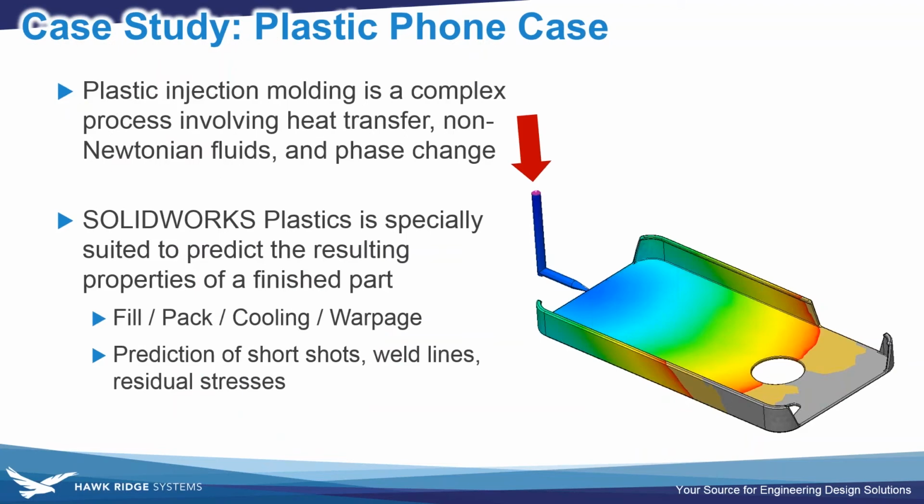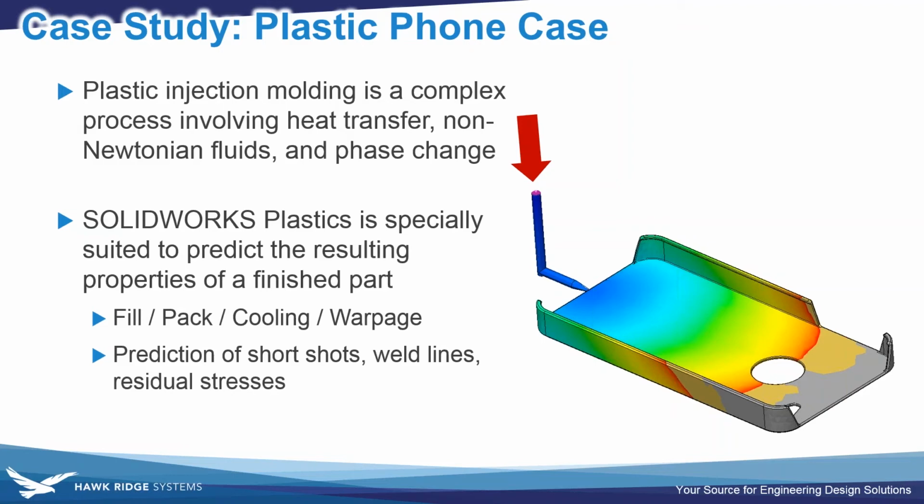Let's look at one final case, also still in the realm of polymers or plastic manufacturing, and that would be injection molding. This is probably, as you may be aware, the most common type of manufacturing for plastic components, probably about 80% of plastic parts is the number I've heard. Again, this is a pretty complex process involving heat transfer inside an injection mold, non-Newtonian properties for the fluids, as we just talked about, and phase change.